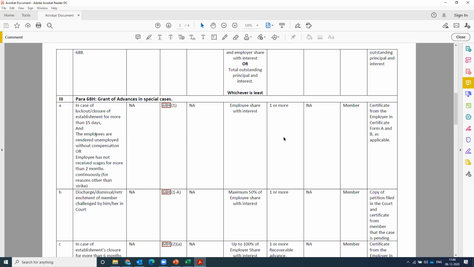Now with that form, he just needs to submit the form to the EPFO, and the amount will get credited in the person's account within, I think, 20 to 30 days.